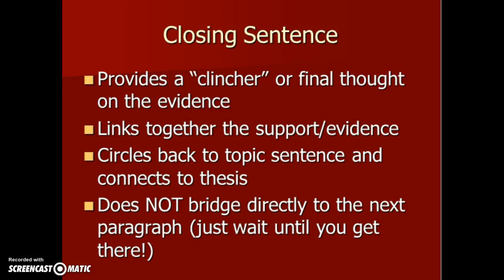But one thing you do not want to do with the closing sentence is to bridge directly to the next paragraph. Don't ever say or write the phrase, "In the next paragraph I will talk about," or "the next paragraph will explore." Just wait until you get to that paragraph. Don't touch on the future of the paper within that body paragraph. Instead, focus on summarizing the paragraph that you just wrote and providing a final thought on your ideas as a whole.